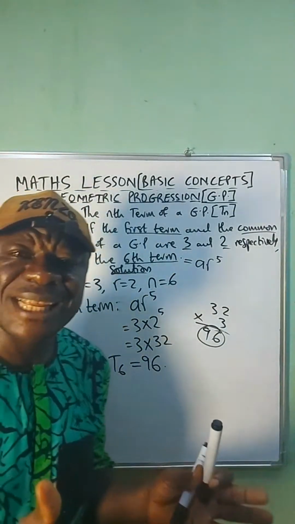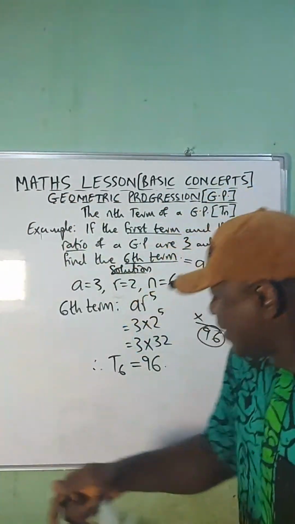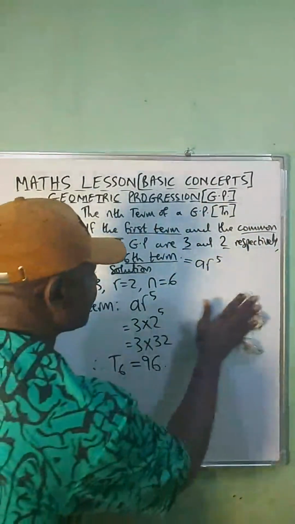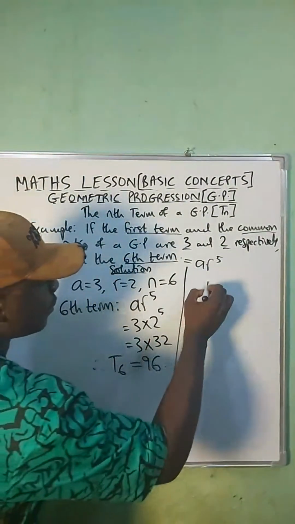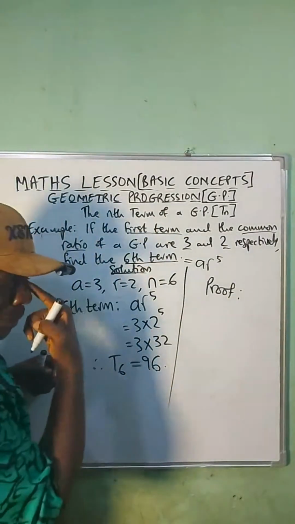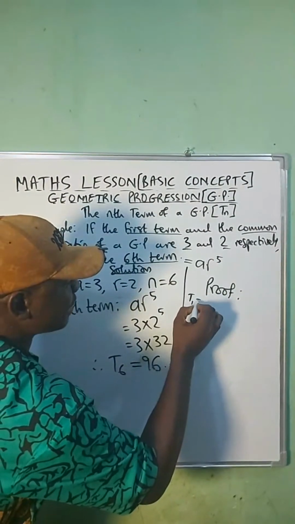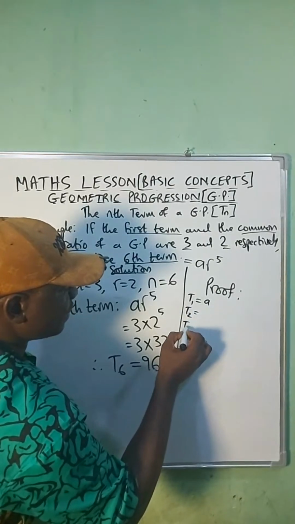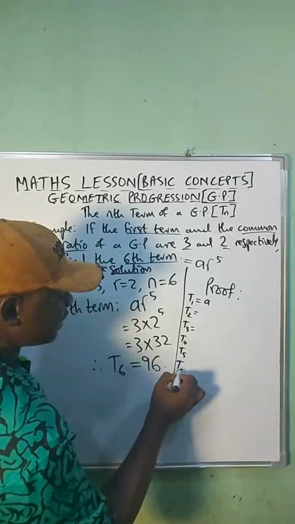My own type of mathematics is that I will not just solve the mathematics, but let me show you why this thing is 96. Proof. According to the question, look at it. The first term is T1. We have T2, T3, T4, T5, and T6.